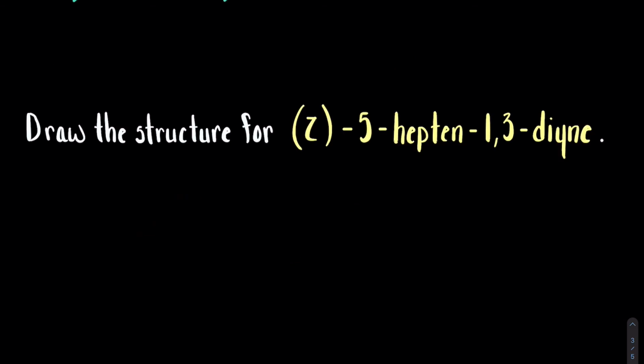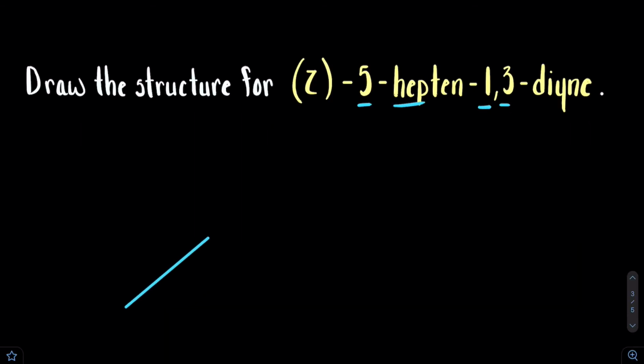So now this next question, draw the structure for Z-5-hepten-1,3-diyne. So when we look at this, first thing you should pick out is the hept. So we have a 7-carbon chain, and we have a double bond on that 5th carbon of the 7 carbons. And we're also going to have a triple bond on the first and third carbon atom. So let's draw out the heptene. Keep in mind the 5, because that's going to come in handy for the double bond, as well as the Z geometry. So we've got 1, 2, 3, 4, 5.